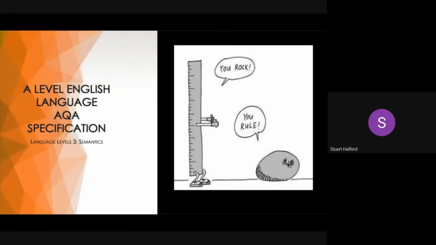So today then I'm going to do the third of the A-Level English Language AQA specification, Introduction to Language Levels, and this third one is about semantics. So without further ado then, let's quickly refresh ourselves of what the language levels are.